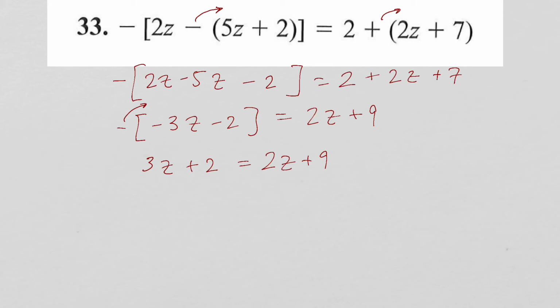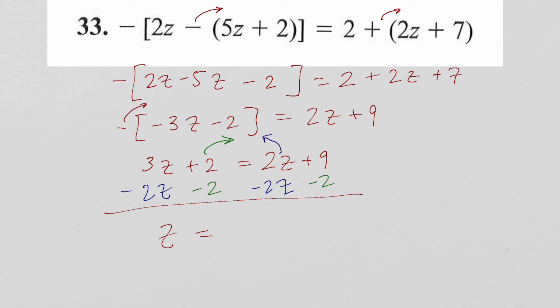Okay, I'm going to move this 2z to the left by subtracting it from each side. And I'll get 3 minus 2 is 1z. Remember, don't write the 1. And I'll move this 2 to the left by subtracting it. And I'll get 9 minus 2 is 7. And that's it.